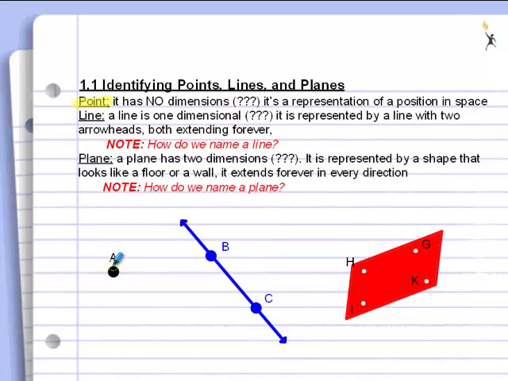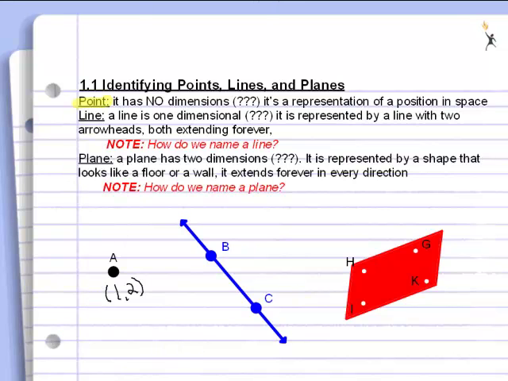A point, like letter A down here, has no dimension, meaning it is just a place in the universe. It just holds a specific spot. When we switch into different dimensions, like one-dimensional, two-dimensional, three-dimensional, etc., it has no dimensions. It's a representation of a position in space. We could give it a position. If I put down below it like 1, 2, that is that point's position in space. It's 1 unit over, 2 units up from wherever we started. Maybe it's down here, maybe it's over here, who knows.